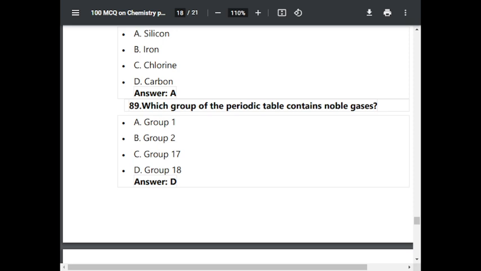Question number 89. Which group of the periodic table contains noble gases? Option A group 1, option B group 2, option C group 17, option D group 18. The correct answer is D, group 18. Group 18 is the group of the periodic table that contains noble gases. Question number 90.